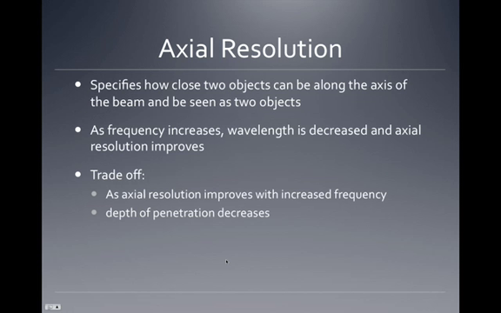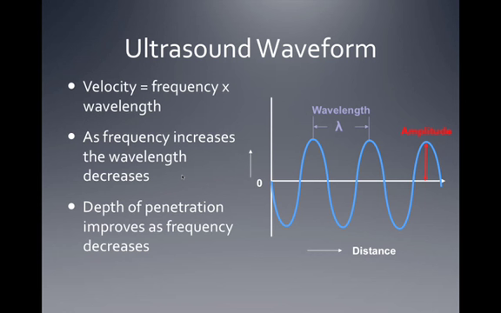Okay, so clicking ahead here, axial resolution. So it's just defining how close two things can be, and that we're able to see those distinctly as two objects. And so as our frequency increases, again, wavelength is decreased and our resolution then improves. Okay, so here's a waveform that's just going to represent our sound head. So if we look at our frequency increases, our wavelength decreases. And just understand that with a decreased wavelength, we increase our resolution. Okay, the smaller that these wavelengths are, the tinier they are, the easier it is to see small objects.